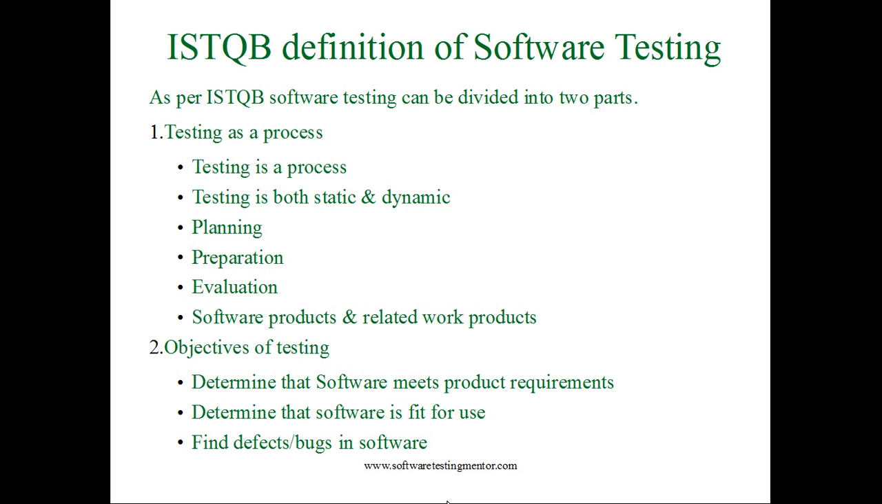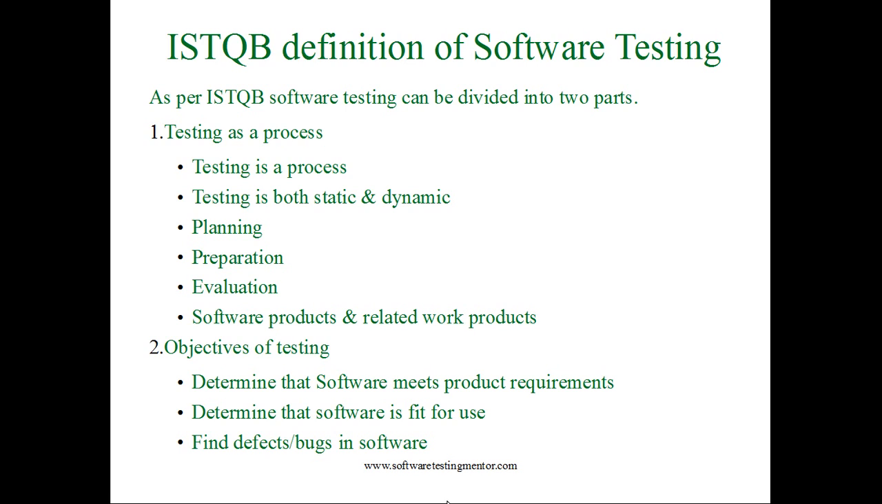Let's see the ISTQB definition of software testing. As per ISTQB, testing can be divided into two parts: testing as a process and objectives of testing. Software testing is not a standalone activity. It's not just about finding defects in software. It's a whole process. It starts from the beginning of the software development life cycle, and testing is involved in all the phases of SDLC.